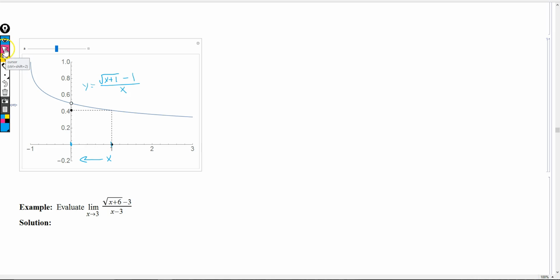Okay, and so you see as x is approaching 0, f of x, which is the square root x plus 1 minus 1 over x, is approaching 1/2 from either side.